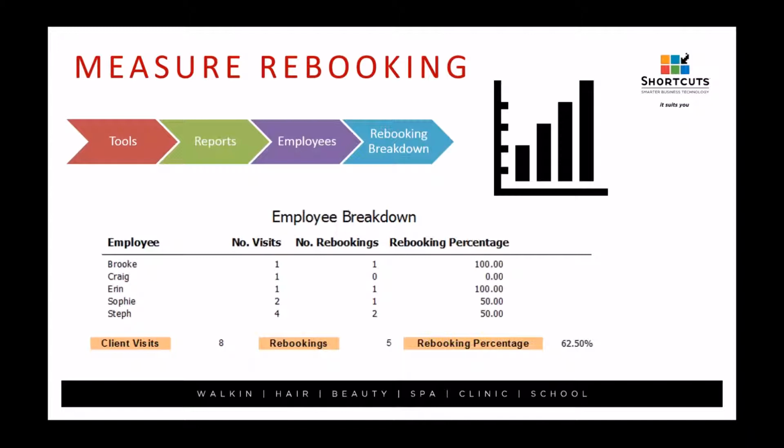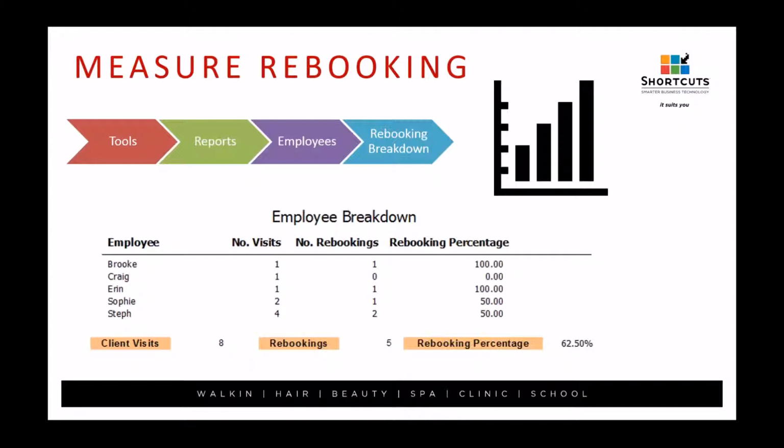What you'll notice though is obviously employees share clients here and there. So down the bottom, you've got the overall for the business. For the business during the period that I've run this report, they've had 8 client visits. 5 of those clients have rebooked, which means that for the business as a whole, you're only at about 62.5%. So you've got 2 employees excelling, 2 who are probably below what your average is.